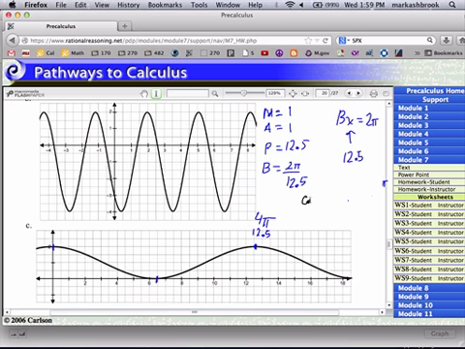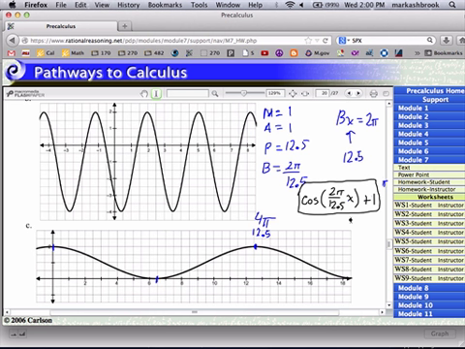So cosine of 2 pi over 12.5, our b value, times x, plus 1, amplitude 1. So I think that's it. That's a cosine. It's just moved up 1, and then the period's adjusted so that it's about 12.5. Questions on the cosine version?